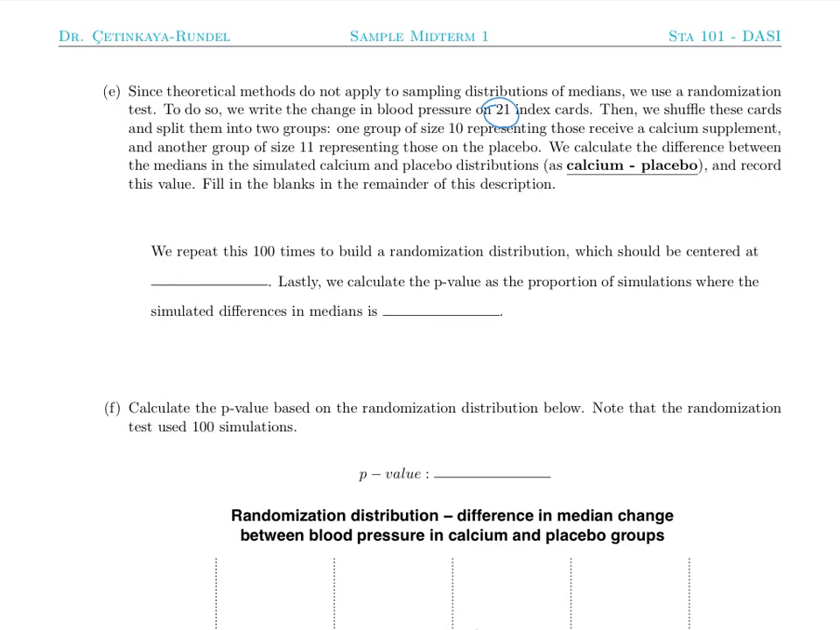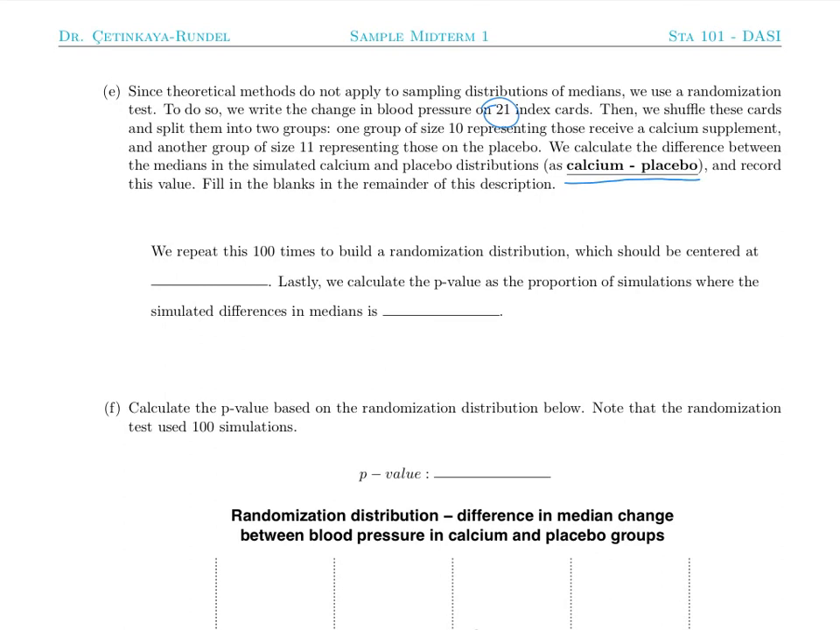Right? We calculate the difference between the medians in the simulated calcium and placebo groups. In this case, remember that we're calculating it as calcium minus placebo. So going forward, we should go with that estimate. Up there, as long as you're showing your work, either of those would have been okay.